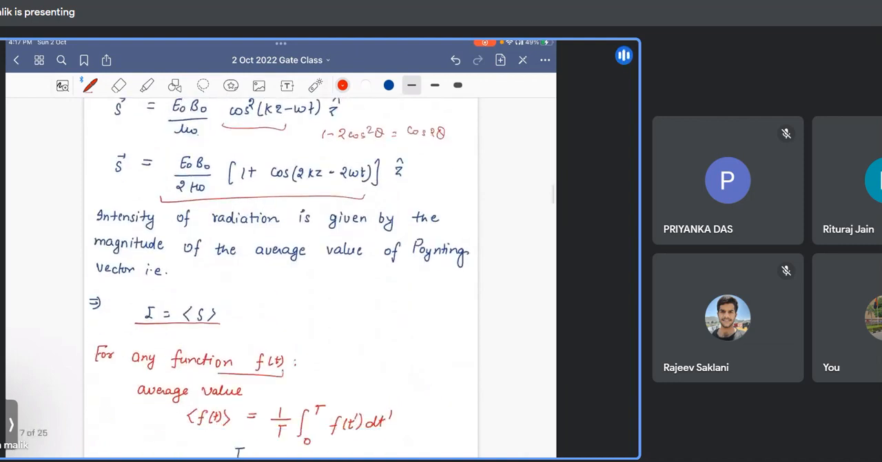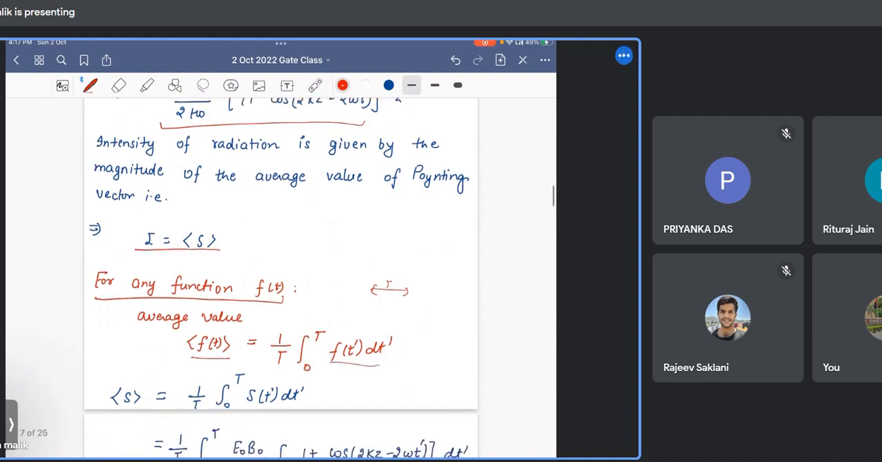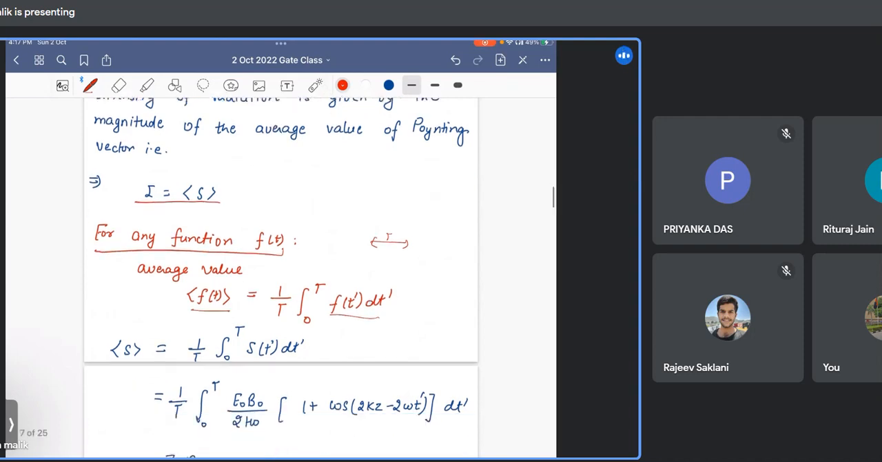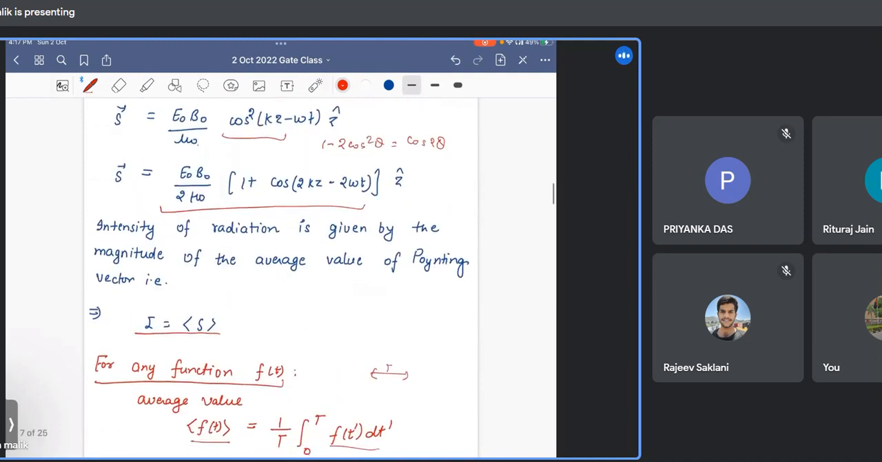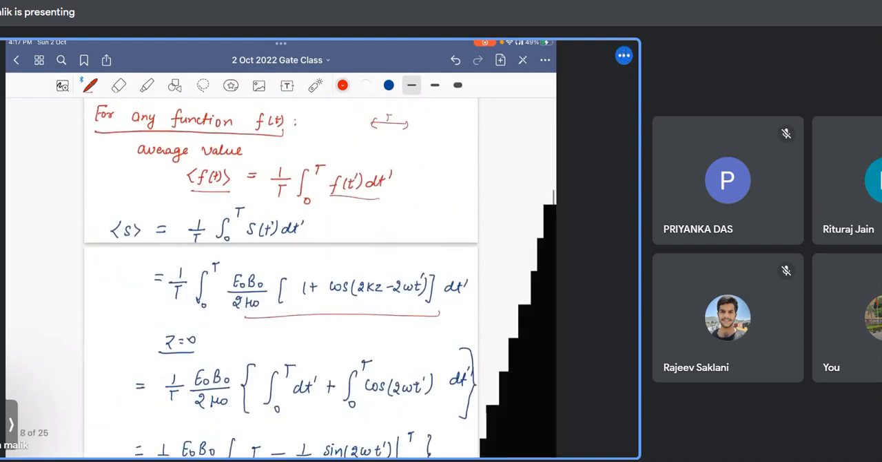Whenever we want to calculate the average value of any function, we consider a time interval T within which we want to calculate the average value, and it is given by 1 over the length of this time interval times the integral of this function over that time interval. So the average value of the Poynting vector S within the time interval is given by 1 by T, integral from 0 to capital T, S of t dash. So we have to integrate this expression. All of these quantities are constant. The t dependence is inside this cosine argument.